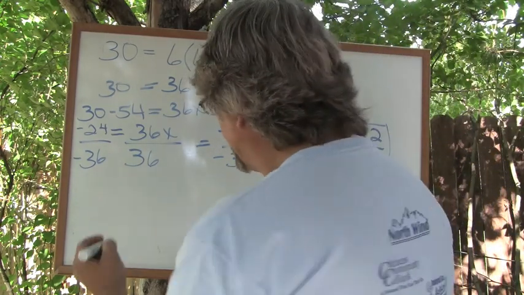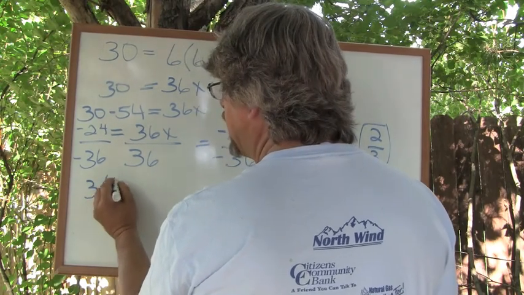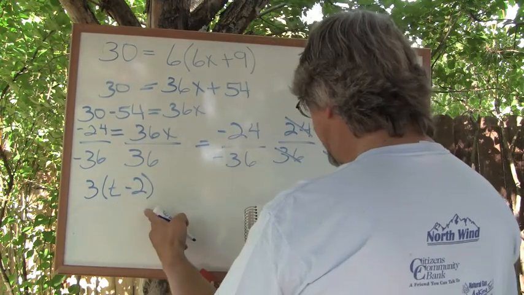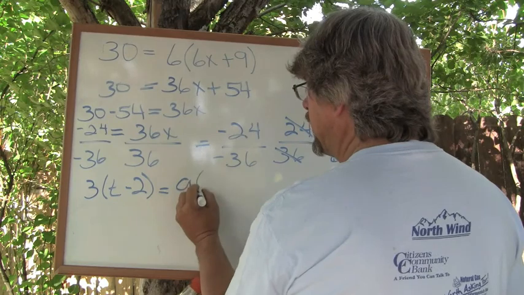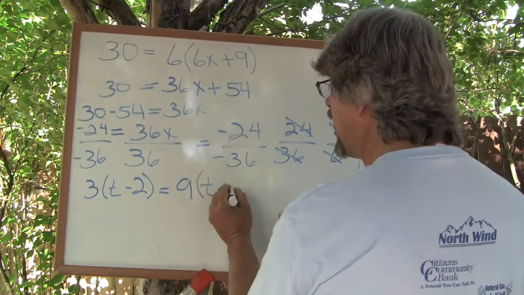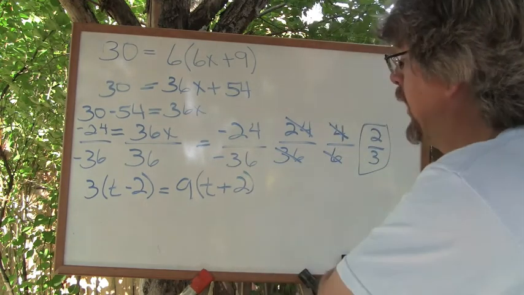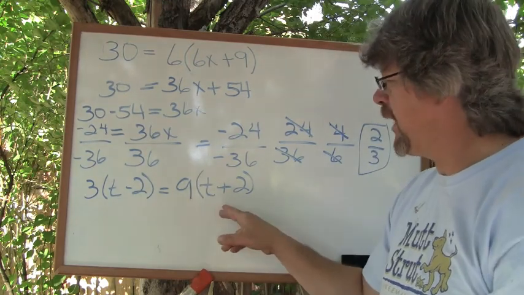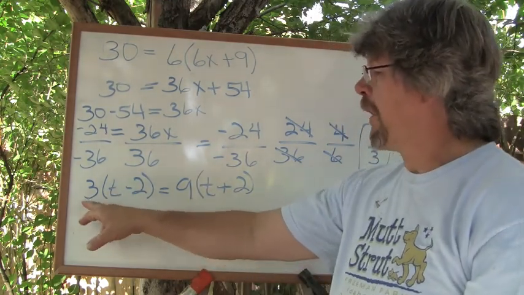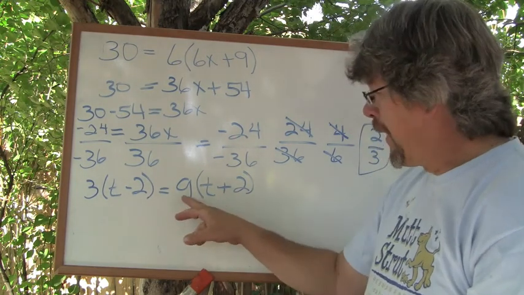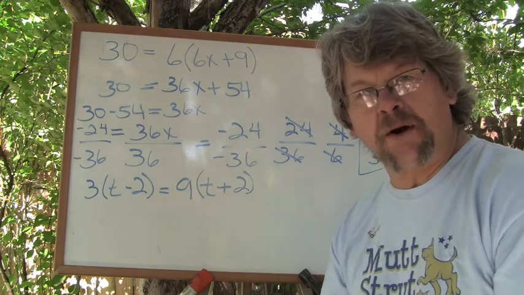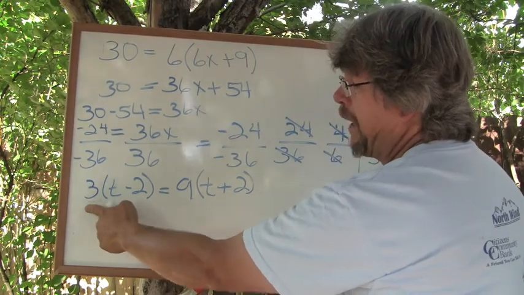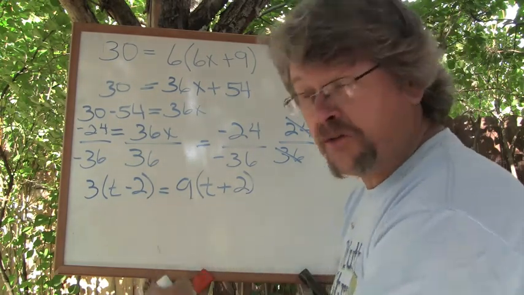Let's do some more. What if we have 3 times (t minus 2), and we're told that this expression equals 9 times (t plus 2). Here's an interesting situation where we have a variable on both sides of the equal sign. We have a number that's going to be distributed into the terms in those parentheses, so let's do that first. We use the distribution law because there's a number outside the parentheses.